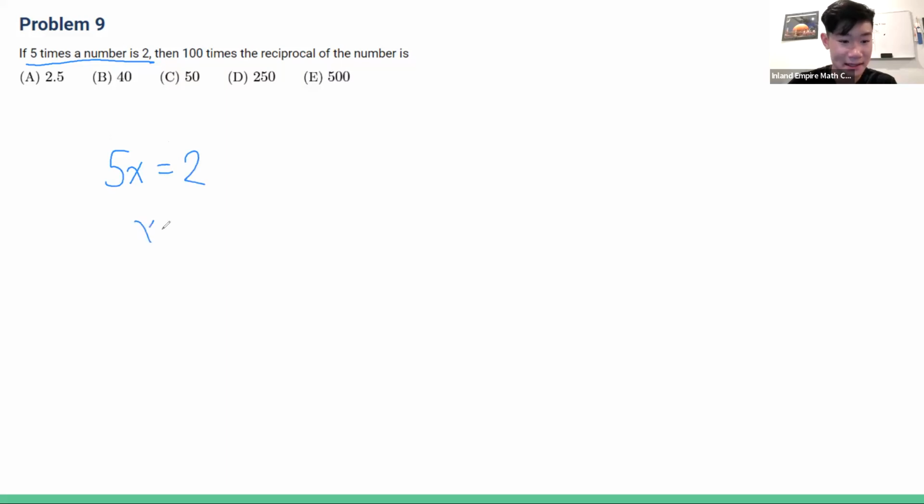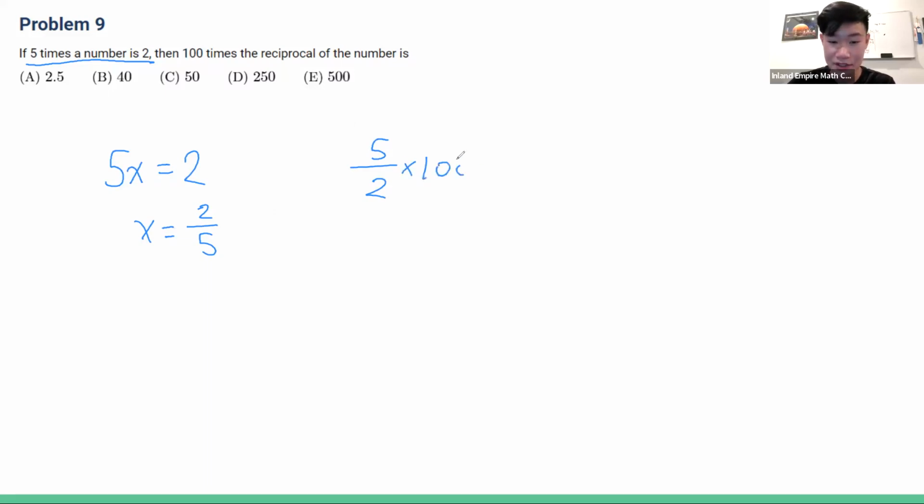So what is x? If I divide both sides by 5, simple algebra, I get x equals 2 over 5. So that's that number. And then it asks, what is 100 times the reciprocal of the number? So what is the reciprocal again? If you don't remember, the reciprocal is just when you flip the numerator and the denominator of a fraction. So if I flip it, 5 goes to the top, 2 comes to the bottom. This is the reciprocal of the number, and then I need to do 100 times of that.